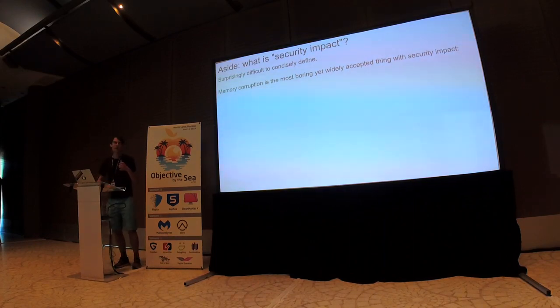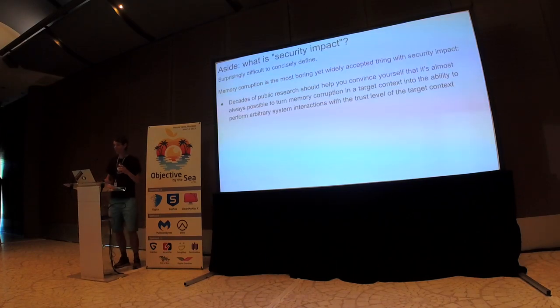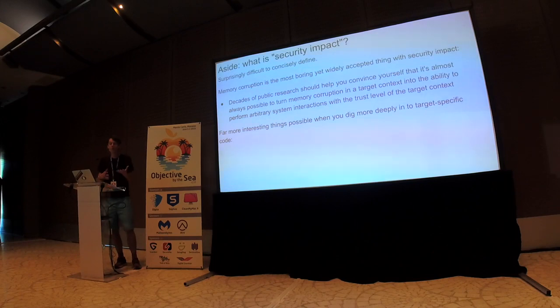As in, there is a great deal of research over decades that should hopefully help to convince you that, I think I've written this in a very highfalutin way here, it is almost always possible to turn memory corruption in a target context into the ability to perform arbitrary system interactions with the trust level of the target context. I.e. memory corruption is always bad, but there are far more interesting things you can do with a primitive, like I can suddenly make memory that's not supposed to be shared memory, be shared memory.